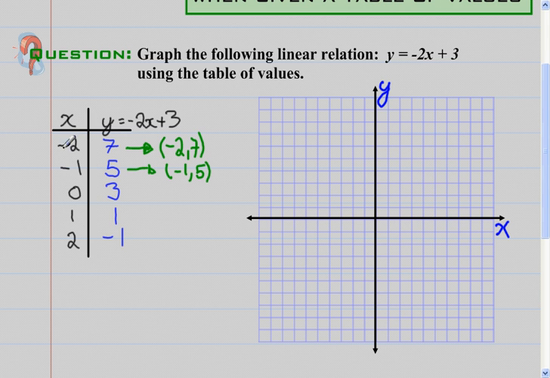Now I look at my range of x values. I go from negative 2 to 2. I look at the range of my y values. Lowest is negative 1, highest is 7. So I'm going to go up to 10. Now I don't have to put numbers on every single tick mark. 1, 2, 3, 4, 5. I'll just put it on every fifth. 6, 7, 8, 9, 10. And you can continue doing so for all the axes.